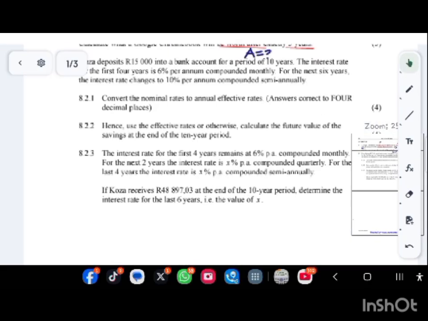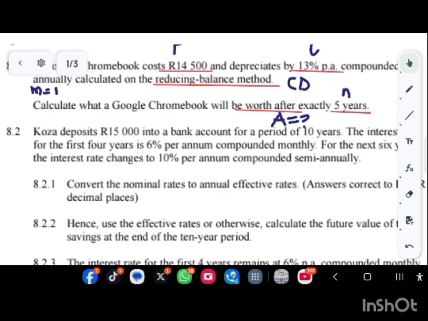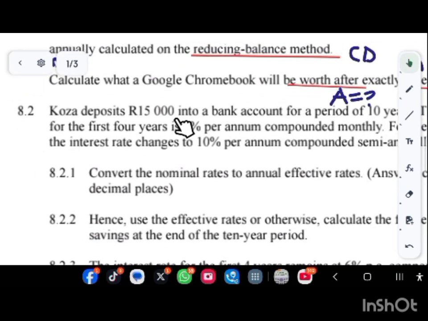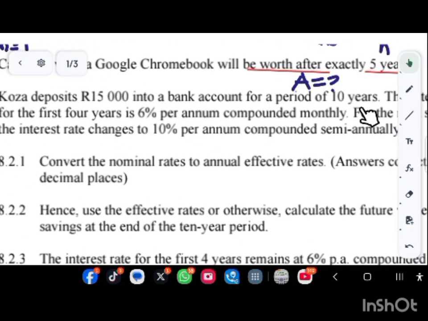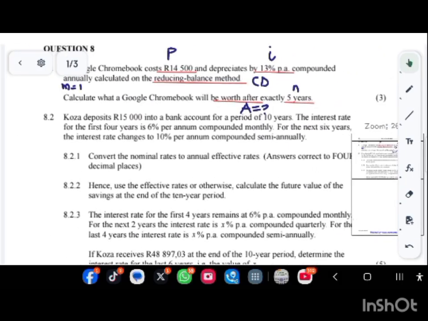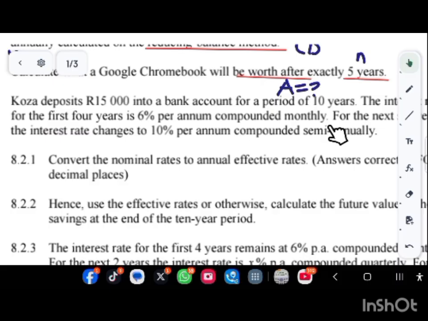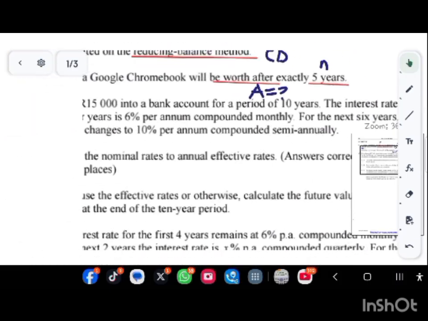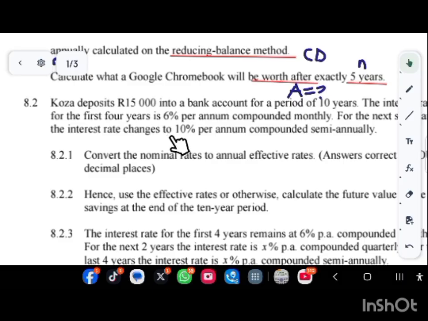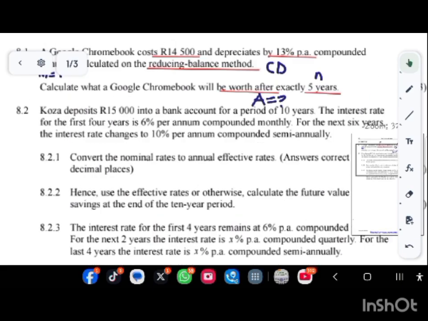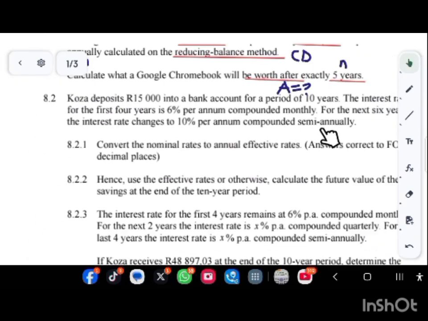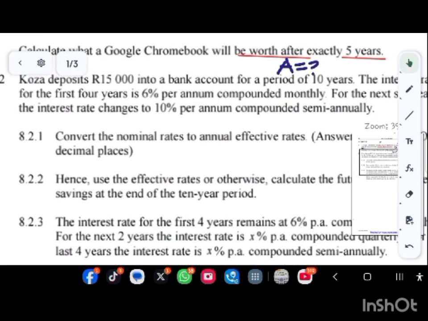Let's go back to the question. It deposits 15,000 rand into a bank account for a period of 10 years. The interest rate for the first 4 years is 6% per annum, compounded monthly. For the next 6 years, the interest rate changes to 10% per annum, compounded semi-annually. Now, this is a timeline type of question, and we're going to draw this timeline so you have an idea of what it is that you're working with.